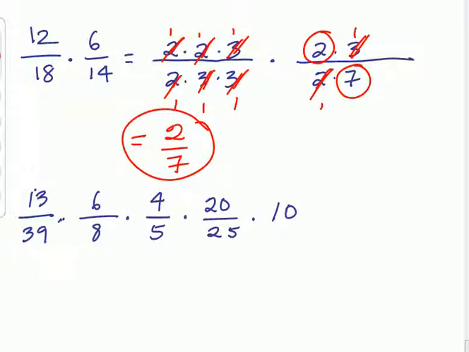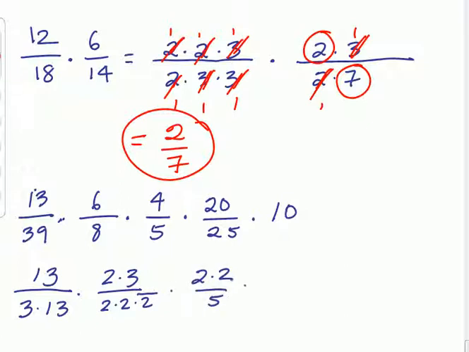Okay, you'll see the next problem is a little bit longer, so let's see what we've got, and I'm going to write it beneath. I'm going to take that first fraction and get it into its primes using prime factorization. Well, 13 is prime, so there's nothing more to be done there. 39 is 3 times 13, and 6 is 2 times 3. 8 is 2 times 2 times 2. And 4 is 2 times 2. 5 is prime, nothing more to be done there. 20 is 2 times 2 times 5. 25 is 5 times 5.